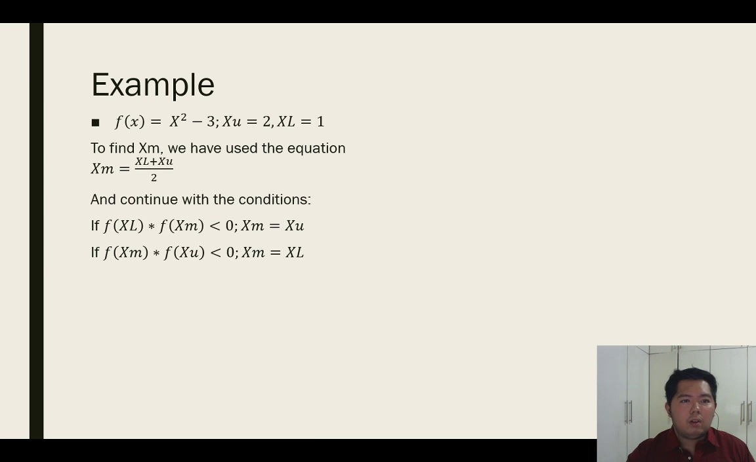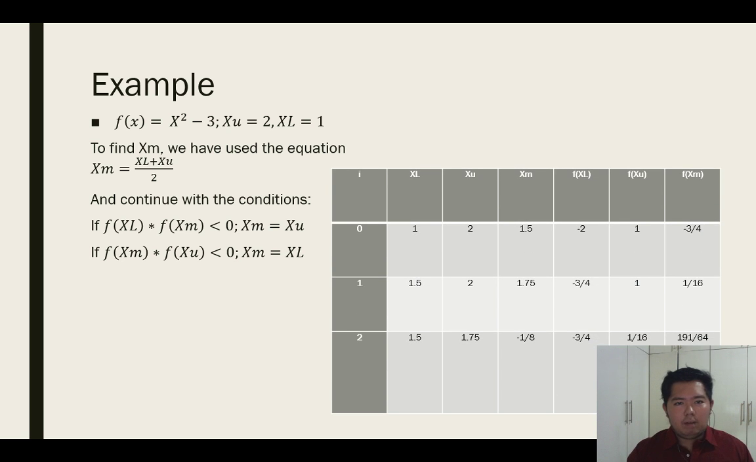For our example, the function of x is equal to x squared minus 3, and I have assumed that we have an upper x of 2 and a lower x of 1. First we are going to find xm. The first xm in the 0th iteration is 2 plus 1 all over 2, which is going to give us 1.5. In this table, I have provided the answers, and we're going to continue.